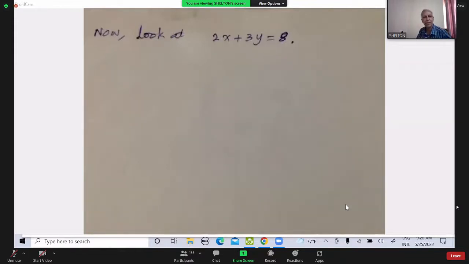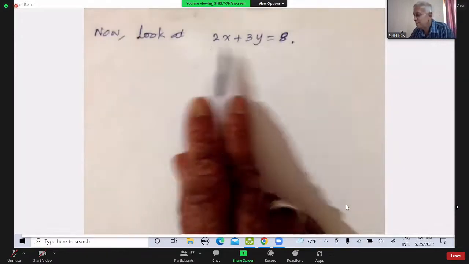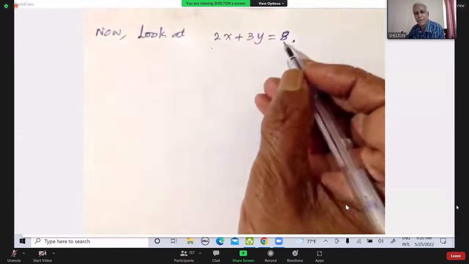From your O-level training, you might say, "Sir, there is only one equation. How can we find 2 variables?" You have been made to think that you need 2 equations in 2 unknowns. If there are 2 variables, you need 2 equations to find x and y. Not so. Not so.